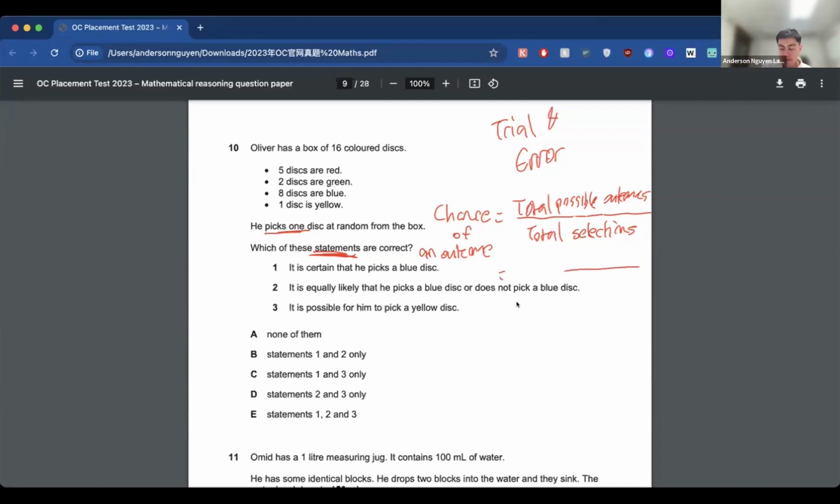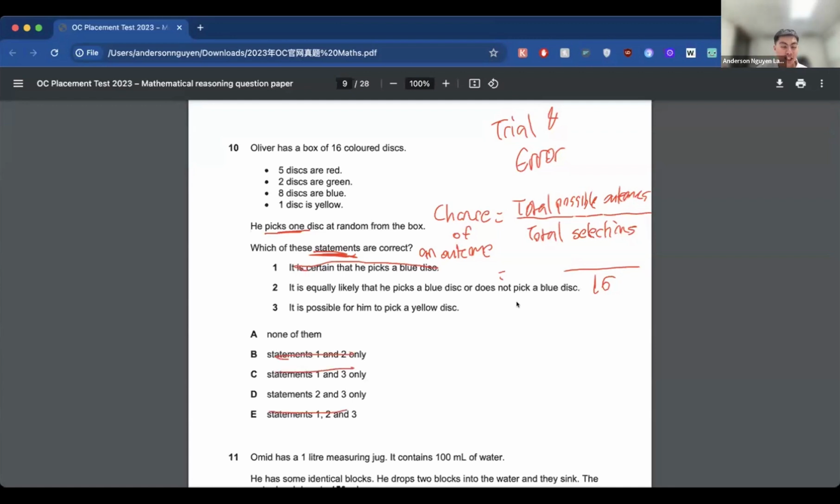So simply, we already know how many selections there are. There's 16 of them, 16 possible things to pick. But in terms of what you want, that's going to be given to you in these statements. So you just check. Blue, it is certain that he picks a blue. Now, certain means you're for sure going to get a blue. Not there's a high chance, but in any situation you're going to get a blue, meaning everything has to be blue, which is not true. So automatically, anything with the word certain is wrong. Nope, nope, and nope. B, C, and E are wrong.